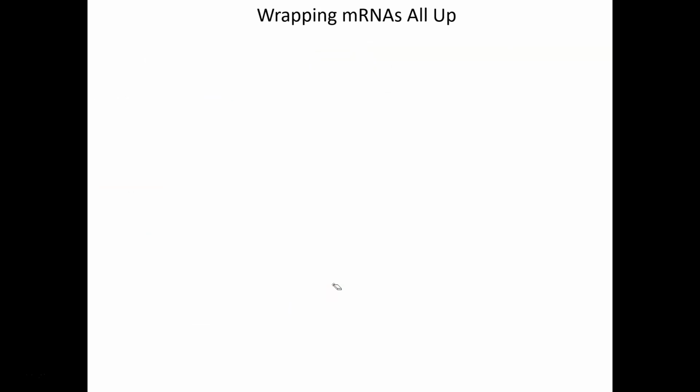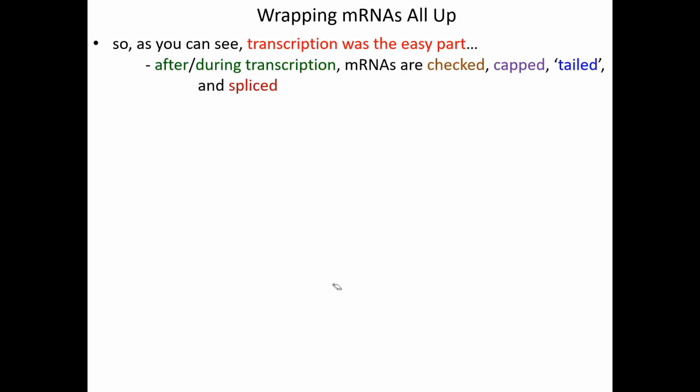And that's it for mRNA processing. Transcription was the easy part, right? We separated DNA into single strands. We copied one strand of DNA into an RNA strand. If there's a thymine in the DNA, we put a uracil in the RNA. But other than that, pretty straightforward.